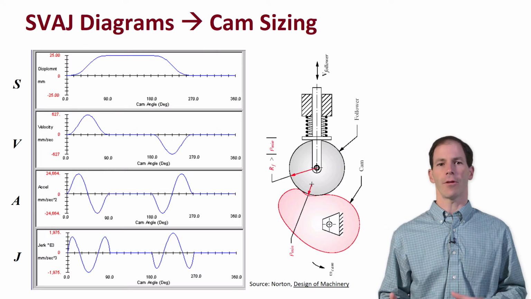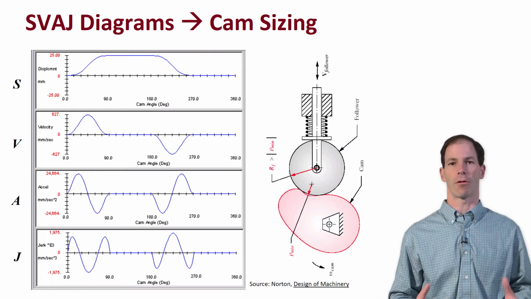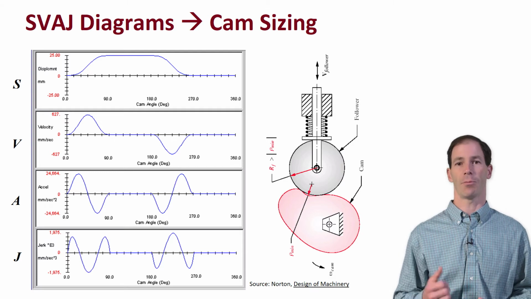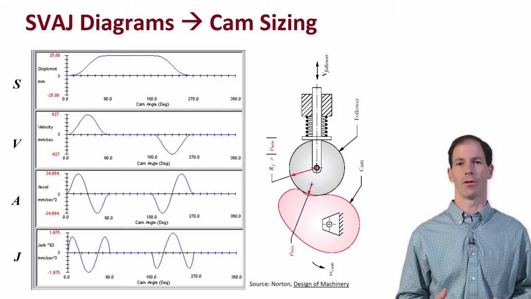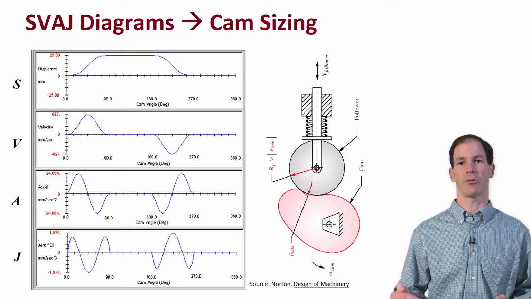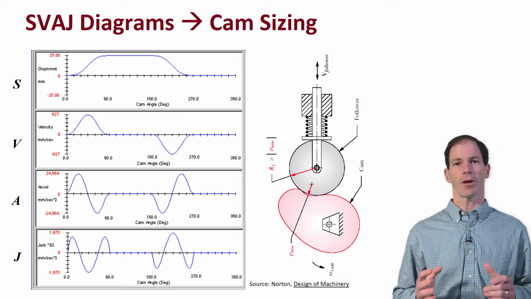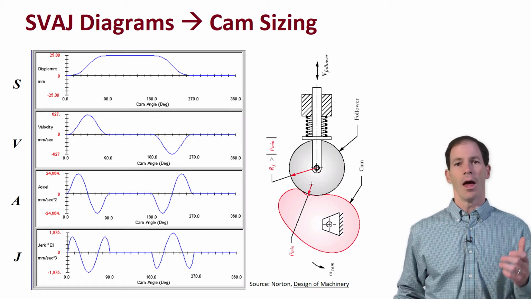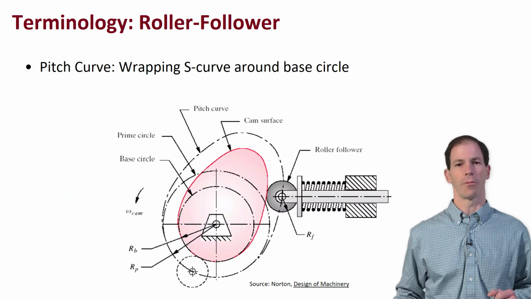So we're going to start off with our SVAJ diagram that we've been generating. And again, remember our fundamental law of CAM design is saying that we want to match position, velocity, and acceleration between all of our segments such that they are continuous. And we can have steps in our jerk, and that's all right. Now, we're going to take those profiles and turn them into a CAM sizing. Before we do that, we need to go through a little bit of terminology.